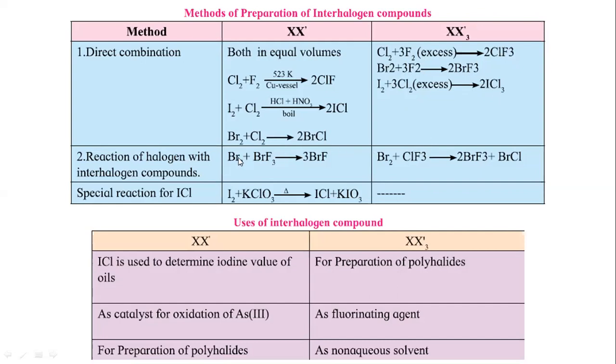Then this is the reaction of a halogen with interhalogen compounds. When Br2 plus BrF3 reacts, they give 3 BrF. Then this is a special reaction for ICl: I2 reacts with KClO3, they give ICl plus KIO3.